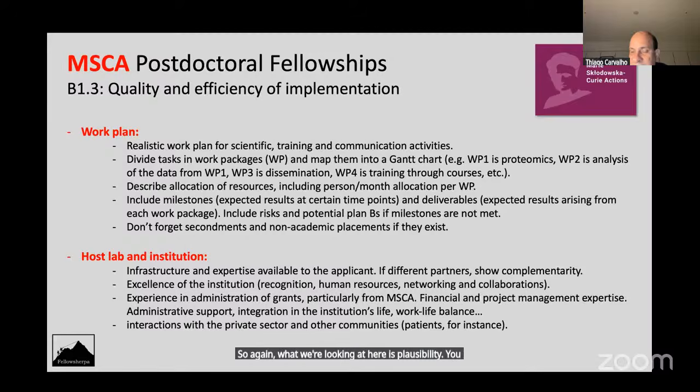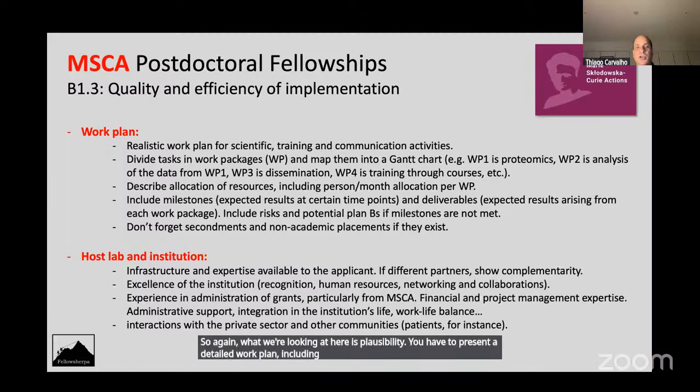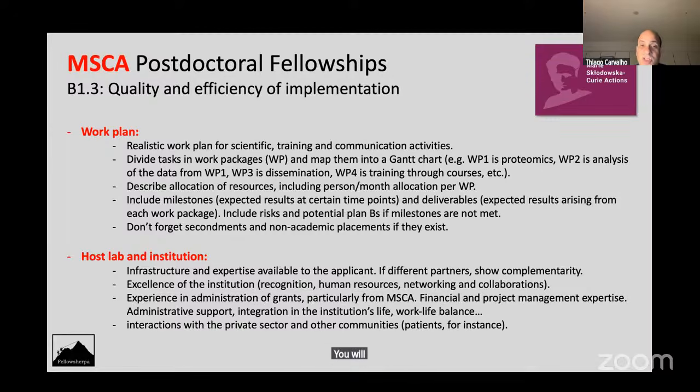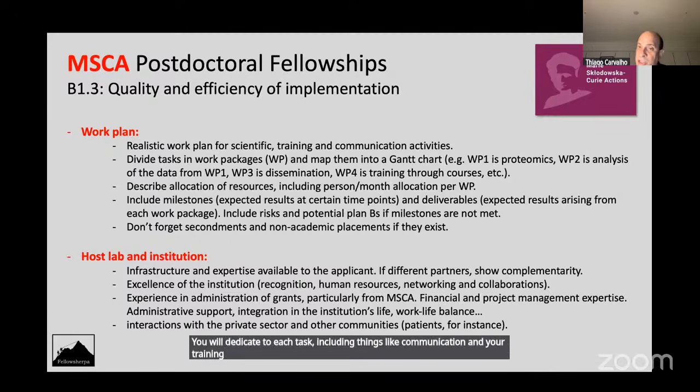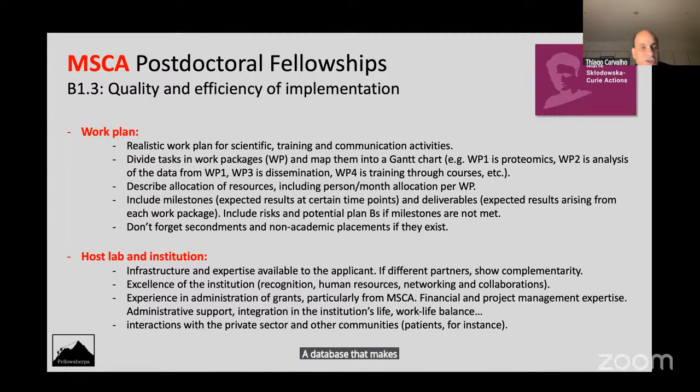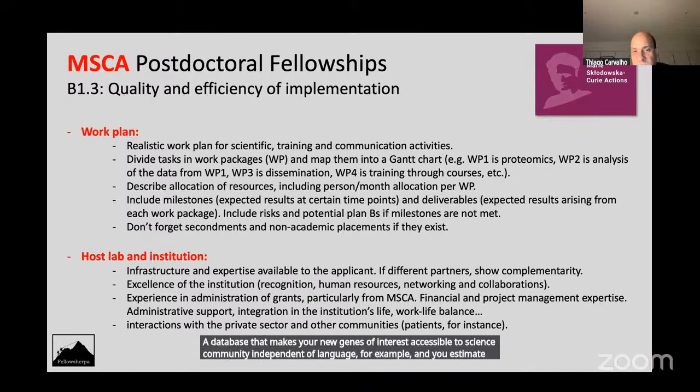You have to present a detailed work plan, including a time chart in the form of a Gantt chart, meaning how over the years of the fellowship, which months and how many man hours you will dedicate to each task, including things like communication and your training. And the application will be scored on internal consistency. So if in work package 3, you say that you are going to spend a lot of your effort in building, for example, a database that makes your new genes of interest accessible to the science community independent of language, for example, and you estimate that that will take months, that will have to fit in there somewhere.